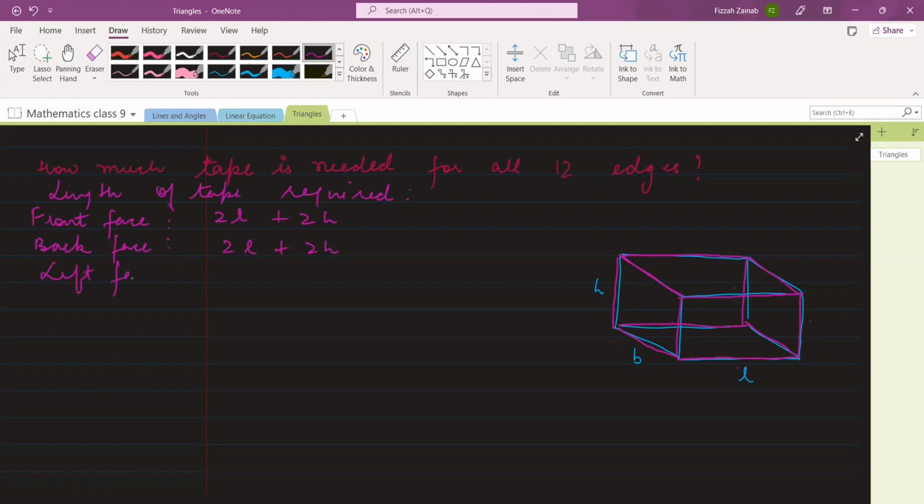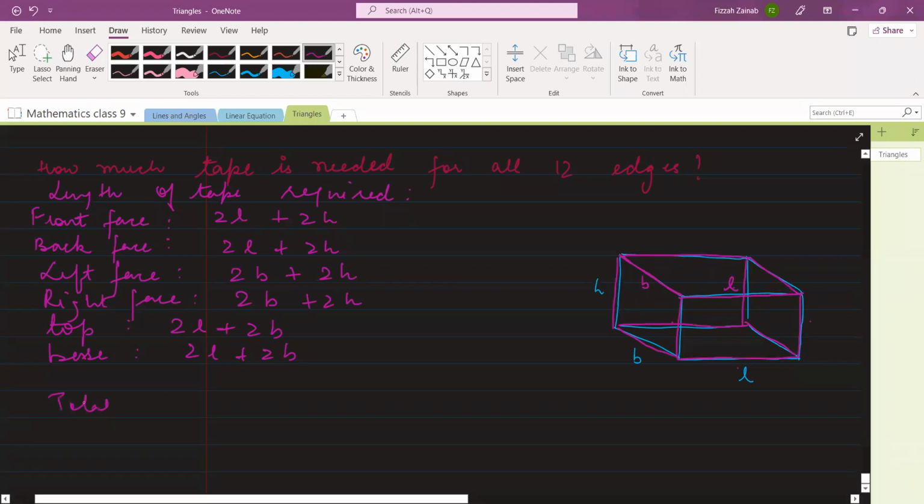Now left face. So left face, one side is B, so that means 2B and 2H. And similarly, your right face, same 2B plus 2H. Then you come to top. So top, that means this side is L and this side is B. So again, 2L plus 2B. And also the base, 2L plus 2B. So this is the total length of the tape required, as you can see. Is that clear? Yes. Okay.